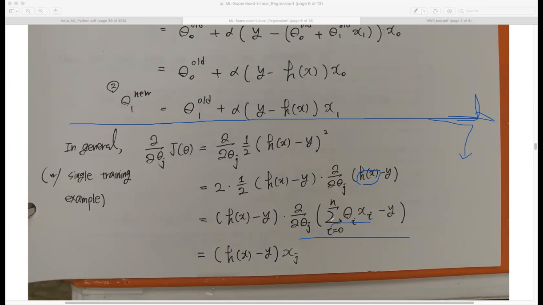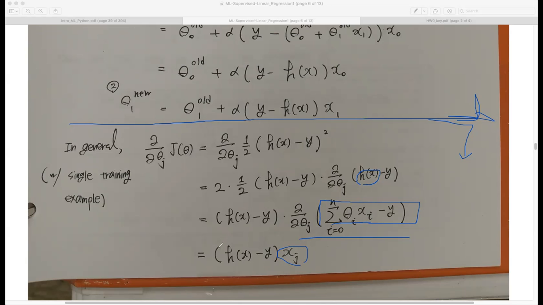Think about this. The partial derivative of this one with respect to theta j is going to be what? x sub j, right? x sub j. All other terms are gone, because all the other terms are considered constant. So the partial derivative of that one with respect to theta 0 is what? 0, except for theta j times x j.